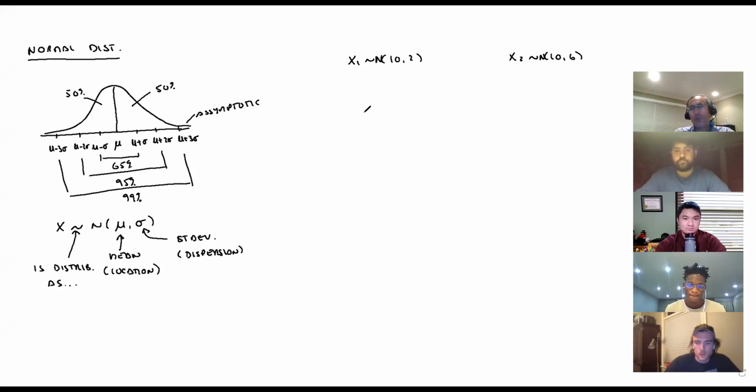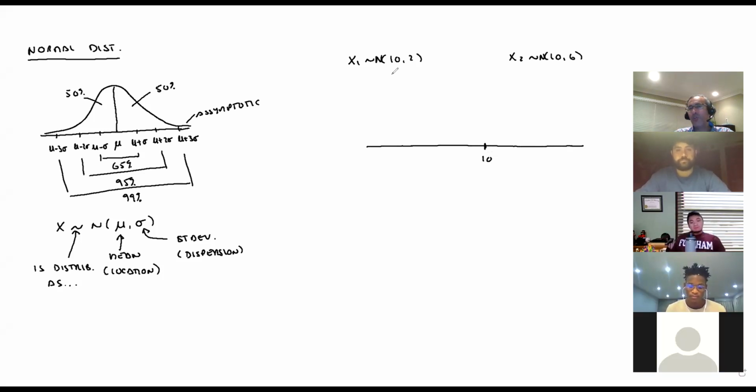Okay, so when we talk about the normal distribution, guys, how do you distinguish these two guys here? If I graph them, I know that the mean of both of them is 10, correct? Now, which one do you envision is going to be thinner? Which one is going to be fatter? Which one, guys? The 6 would be thinner. This one? Yeah. What do you think? Another opinion?